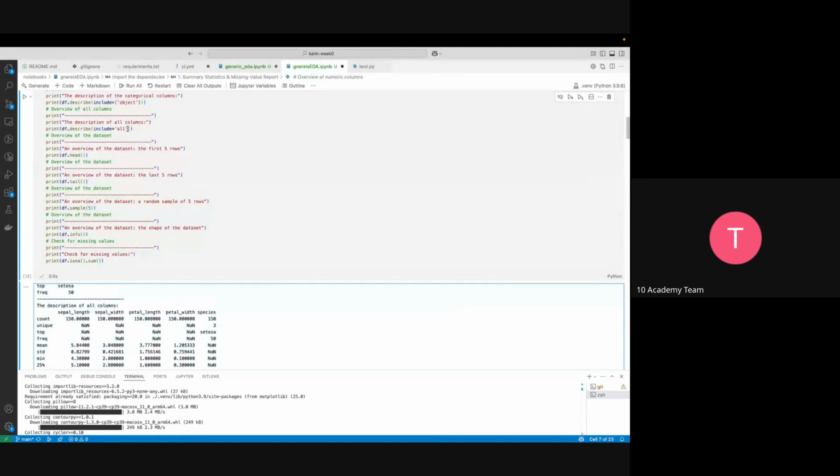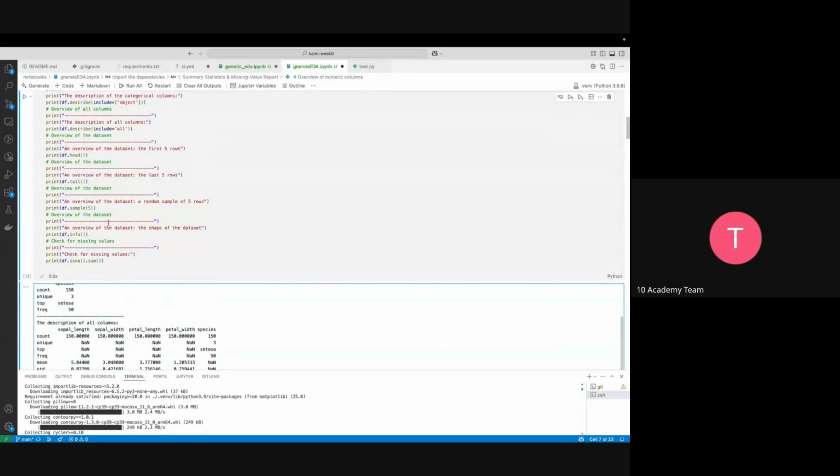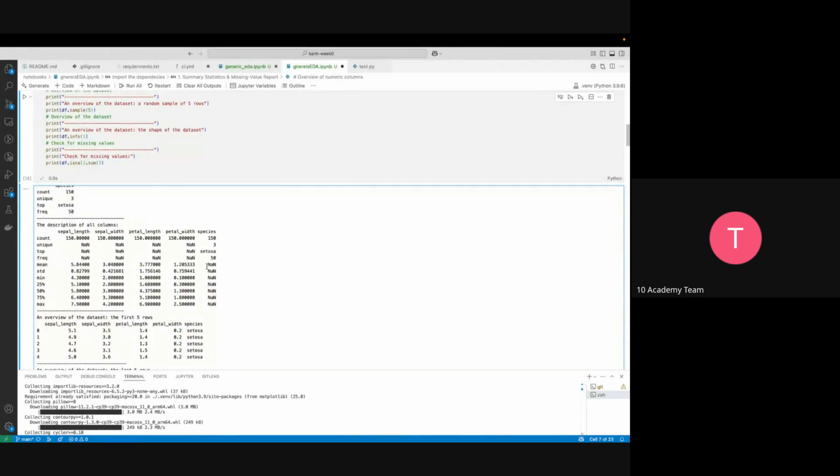So here I have all. For all, it's pretty much the same actually. It's just a combination of the two. Here you see NaN for the categorical column because it's not numerical, and here you can see values for the numerical columns, because this is for identifying categorical columns. Okay.